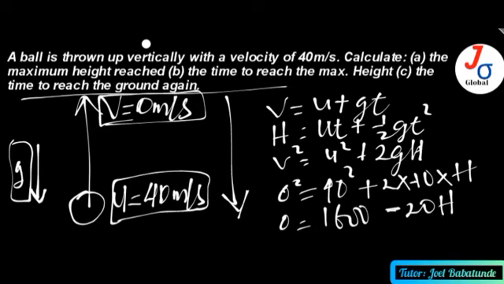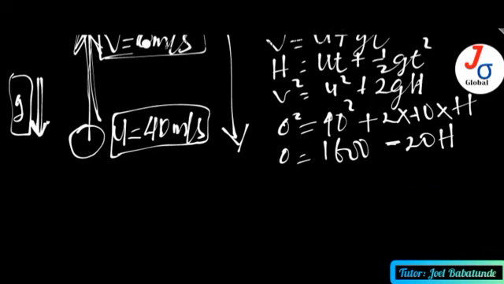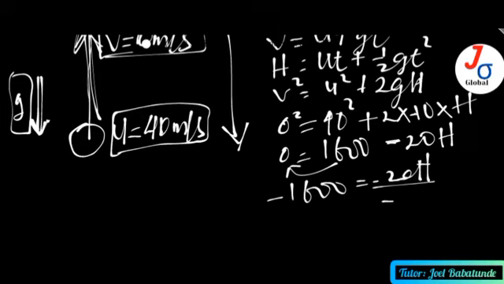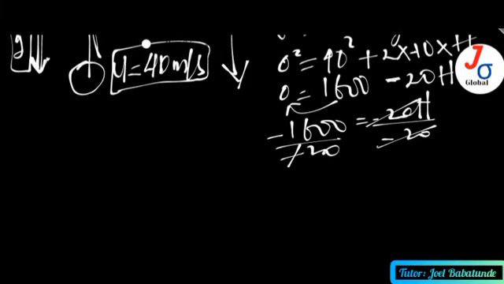Why is it minus? Because the ball is going up, but gravity is coming down, so it's against gravity, so it has to be minus. Let's take note of that as well. So I'm going to take this to the other side. It becomes minus 1600 equals minus 20h. So I'm dividing both sides by minus 20. Then my h becomes: minus cancels out minus, 0 cancels out 0, and 160 divided by 2 is 80. So my maximum height is actually 80 meters.